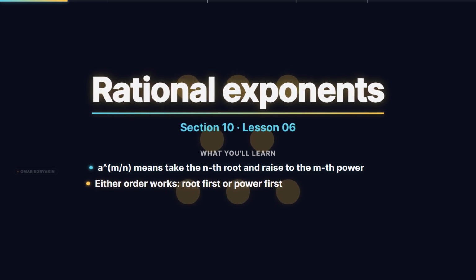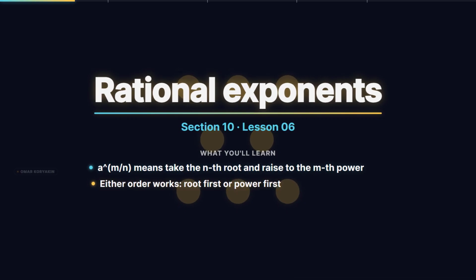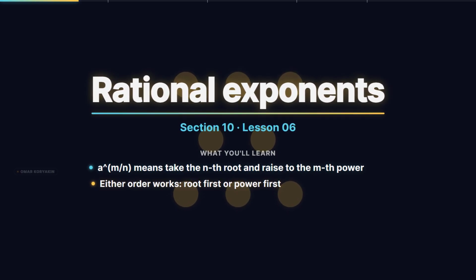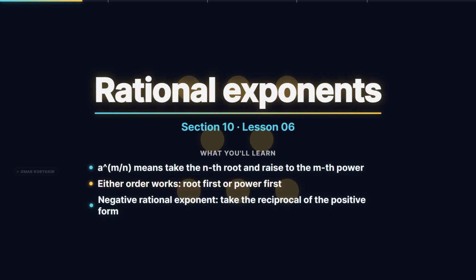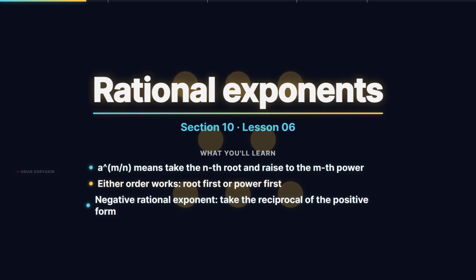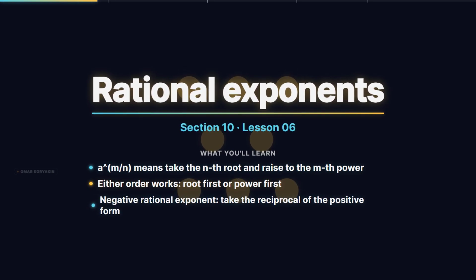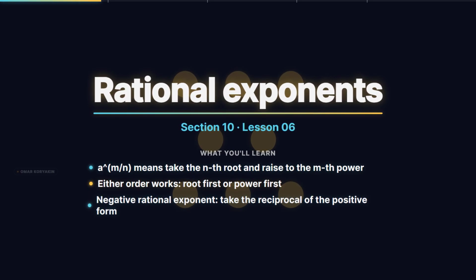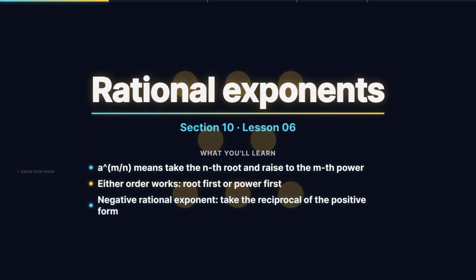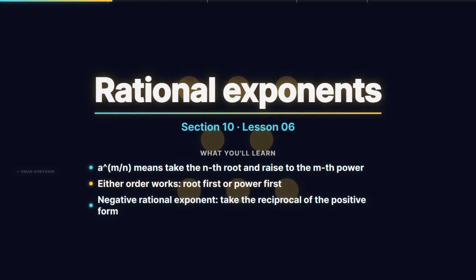The exponent rules from Section 2 carry over unchanged. Multiplying powers adds exponents, dividing subtracts, raising a power to a power multiplies. The exponents just happen to be fractions now. Negative rational exponents work the same as negative integer exponents. Take the reciprocal of the positive exponent form. So a to the negative m over n equals 1 over a to the m over n.